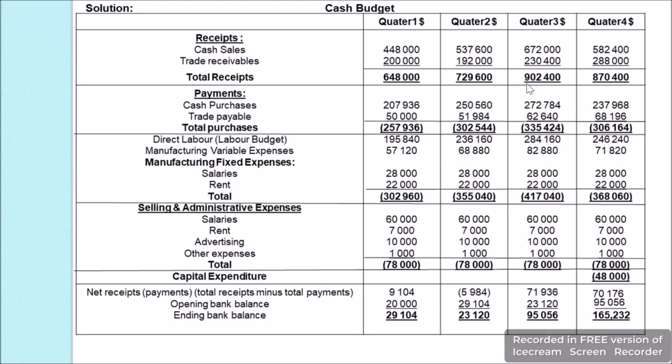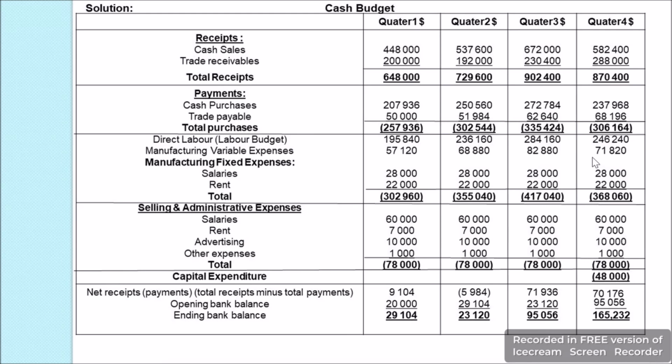Now for the third quarter, to calculate the net receipts, we start with the total receipts of $902,400. From there we subtract the total purchases, which is $335,424. We subtract the total other manufacturing expenses, which is $417,040. We subtract the total administrative expenses of $78,000. So when we do this, we get the net receipts for the third quarter as $71,936. To this we add the opening bank balance of $23,120. We get the closing or the ending bank balance as $95,056. Then this will be the opening bank balance for the fourth quarter.